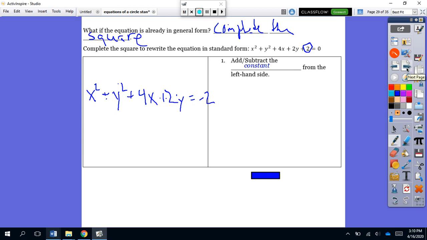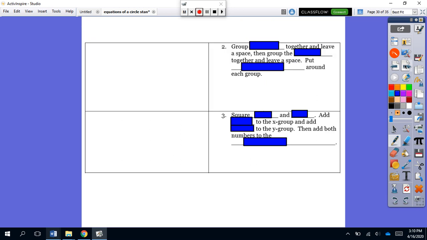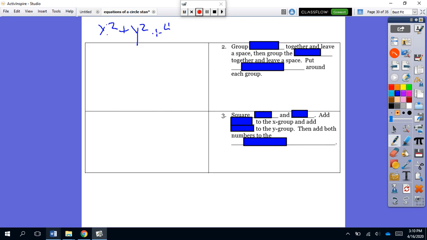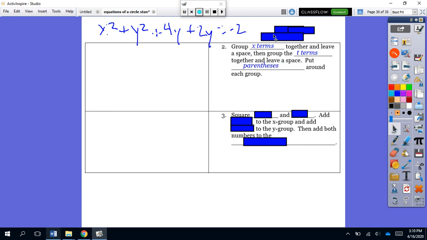Next step is taking that and doing some stuff with it. So x squared plus y squared plus 4x, is it plus 2y? Yeah, equals negative 2. So I've got x squared plus y squared plus 4x plus 2y equals negative 2. Okay, so now I'm going to make two groups, one with the x terms and one with the y terms, and I'm going to leave a space and put parentheses around them.